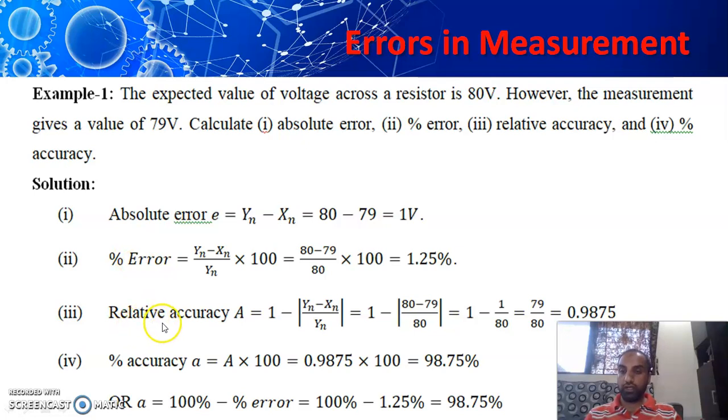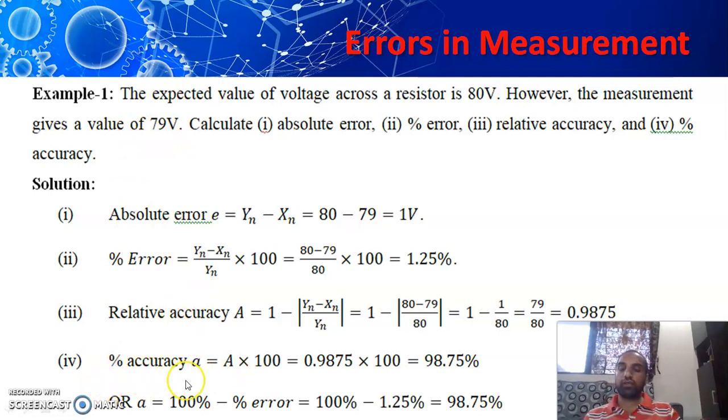Now relative accuracy. So how to calculate relative accuracy? For calculation of relative accuracy, A is equal to 1 minus mod of yn minus xn upon yn. So that yn is 80, xn is 79, upon 80. So that ratio is 1 upon 80. Now 1 minus 1 upon 80 is 79 upon 80, and that becomes 0.9875. So 0.9875 is the relative accuracy of that particular value.